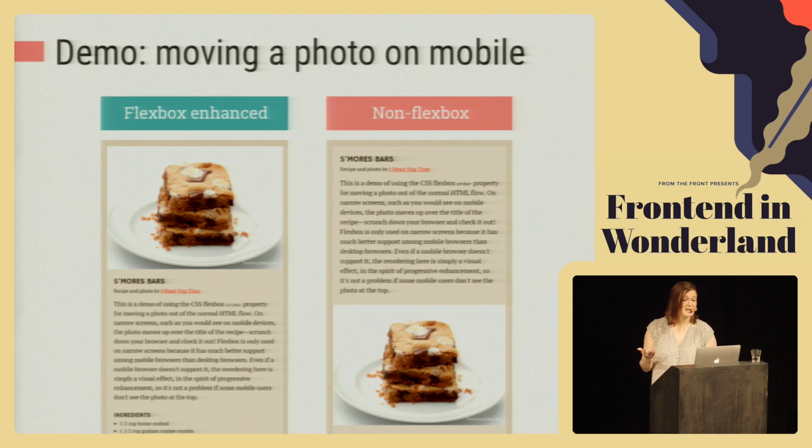You could use this same trick on any sort of media block object with a photo and a chunk of associated text. You can order them logically in the HTML, and then use Flexbox to move the photo around at different viewport sizes.